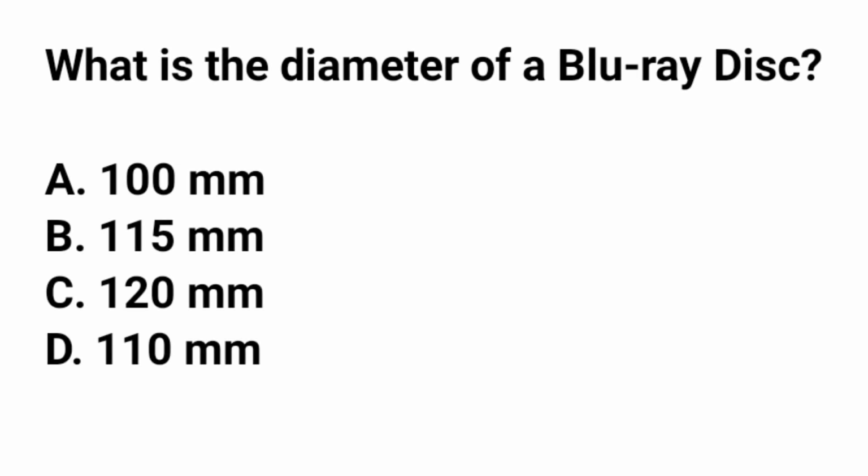What is the diameter of a Blu-ray disc? A. 100 mm. B. 115 mm. C. 120 mm. D. 110 mm. Correct answer is C. 120 mm.